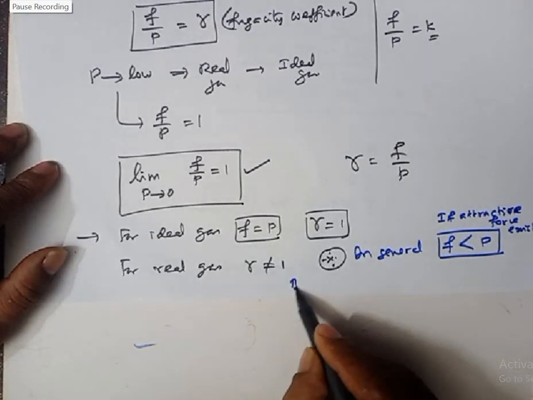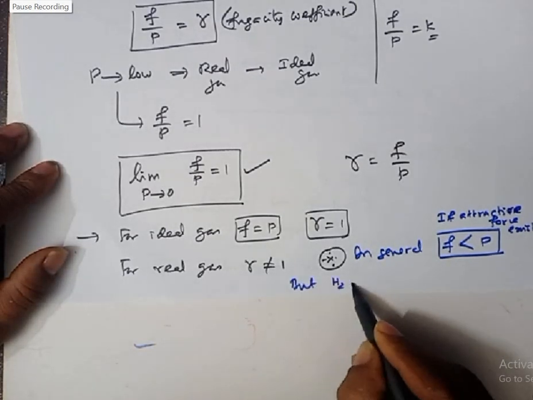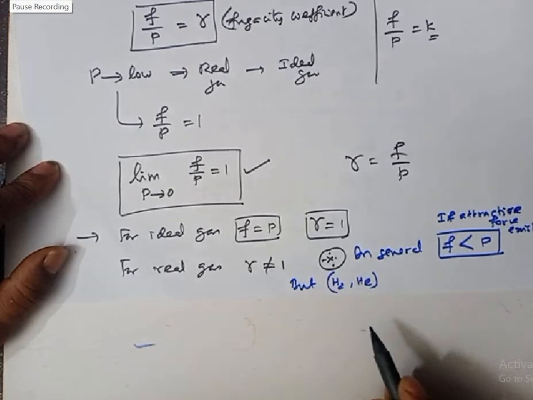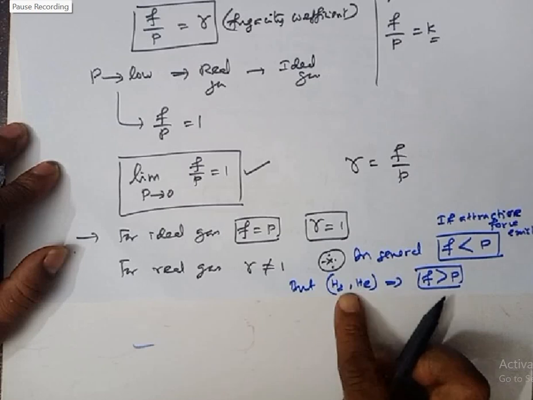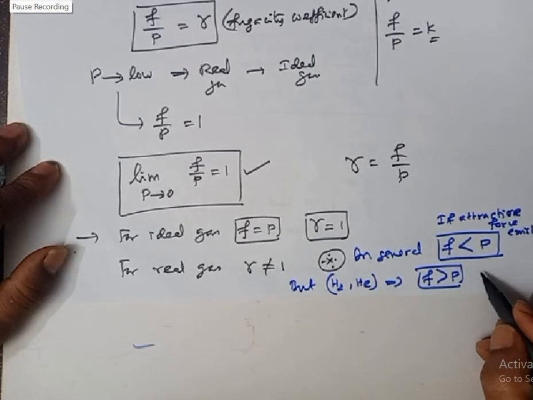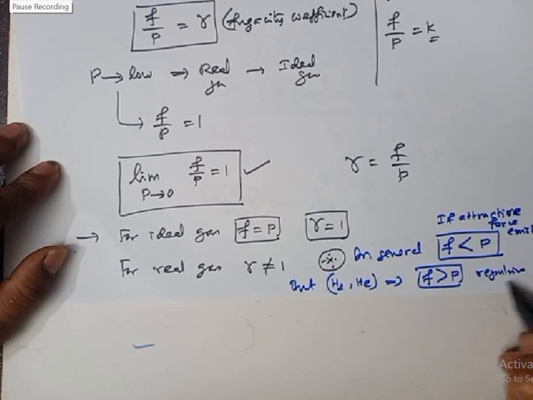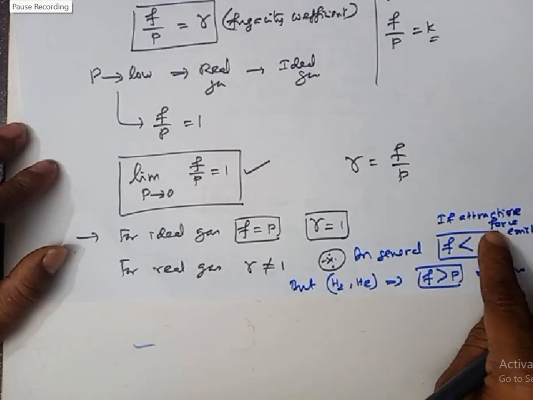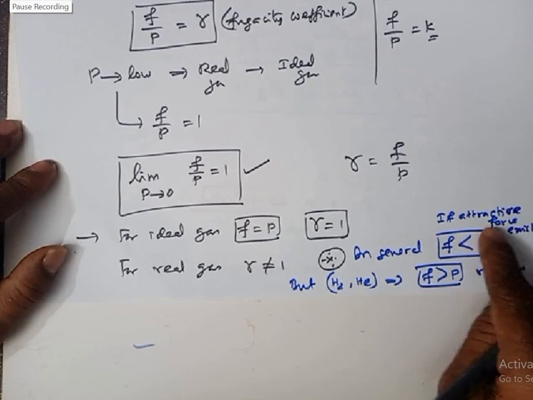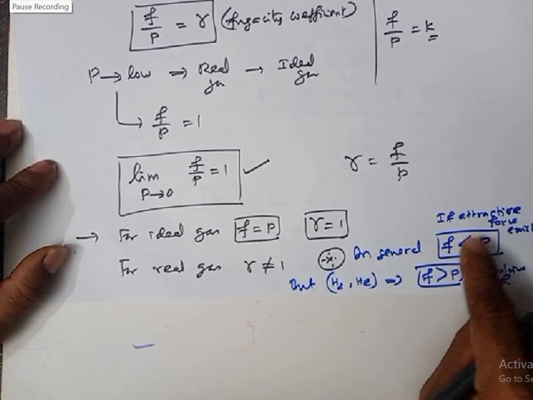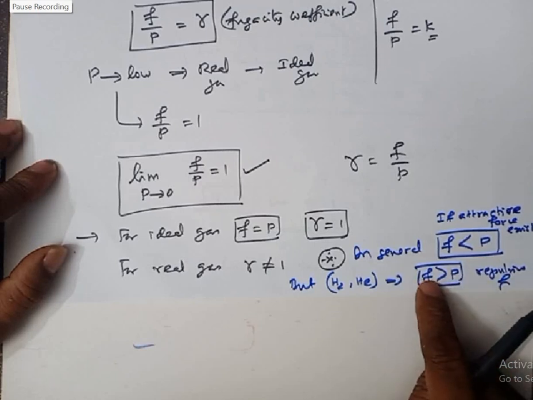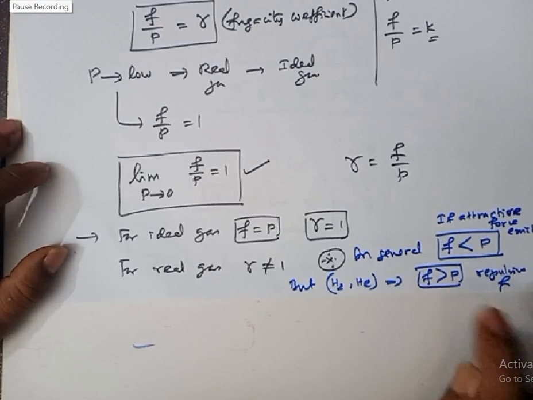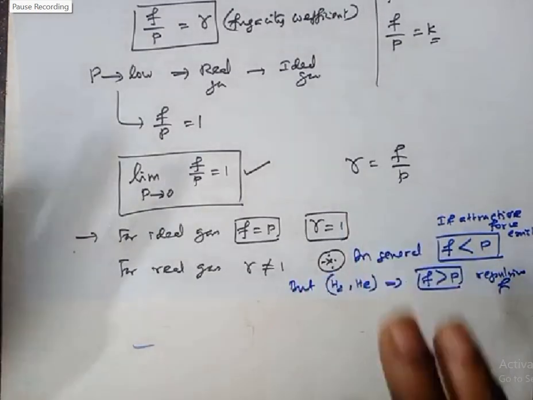But for some gases like hydrogen gas and helium gas, fugacity is greater than pressure, because in these gases there is a repulsive force. So remember, if an attractive force exists between gas molecules, then fugacity will be less than pressure. If a repulsive force exists, then fugacity is greater than pressure. Fugacity is never equal to pressure for a real gas.